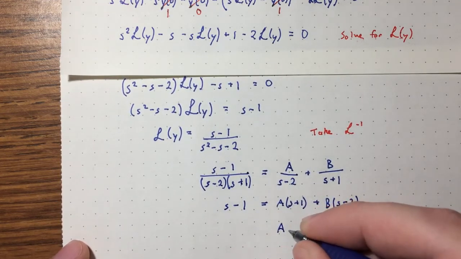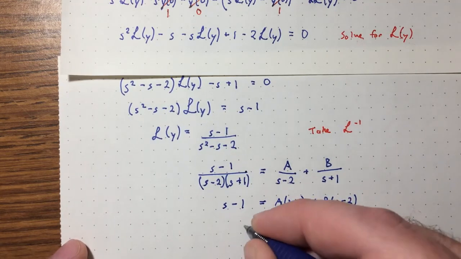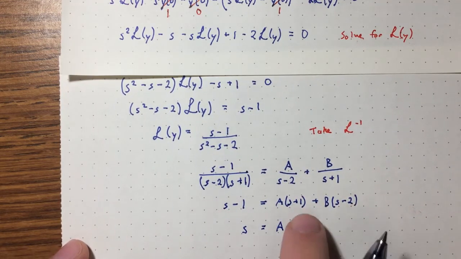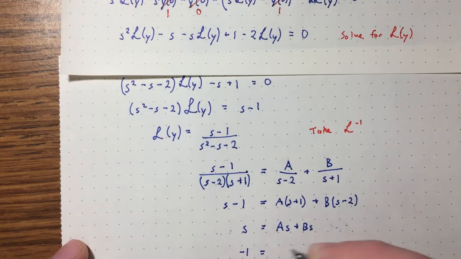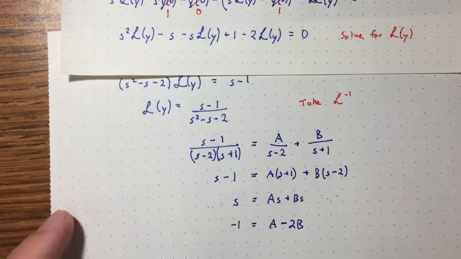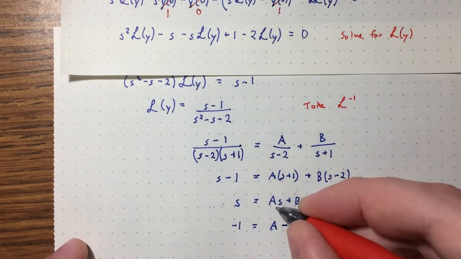Well, what does this mean? I actually have two equations. So as plus bs is s. I compared the s terms on both sides. And then I have this minus 1 has to have come from the constant terms, a minus 2b. And so we have a system of equations. Well, I don't need these s's.